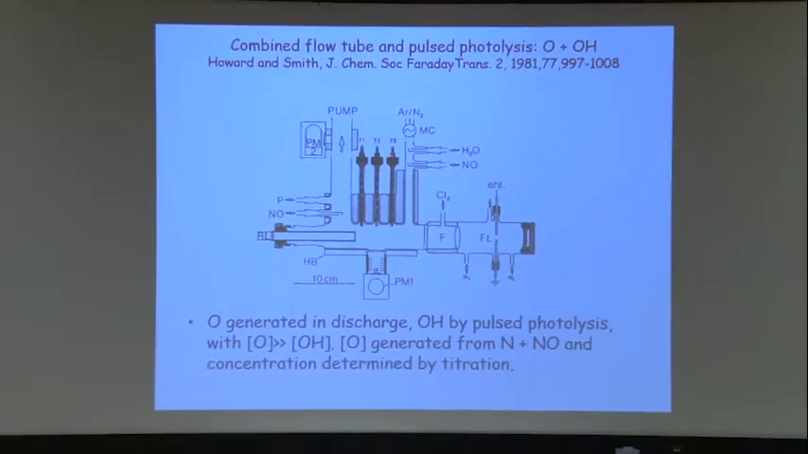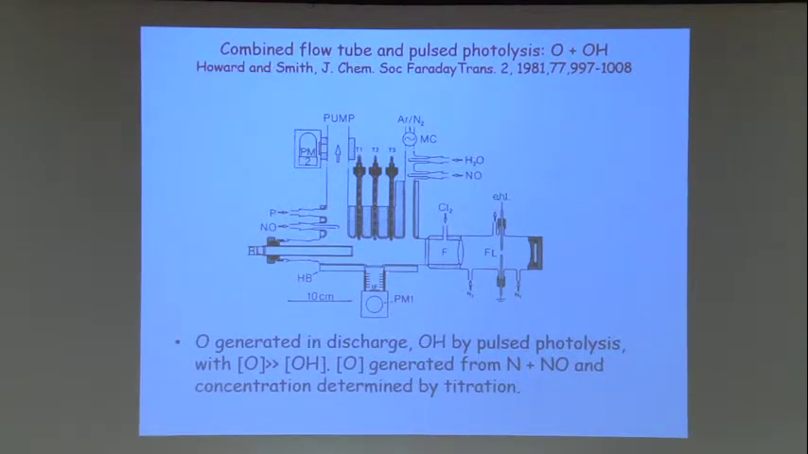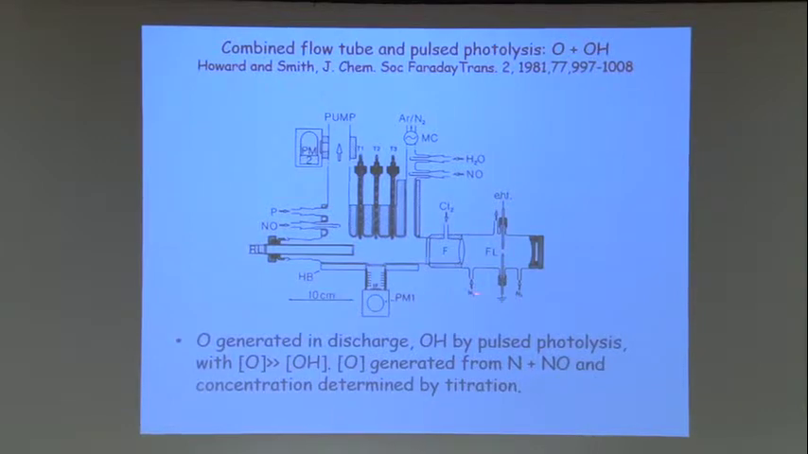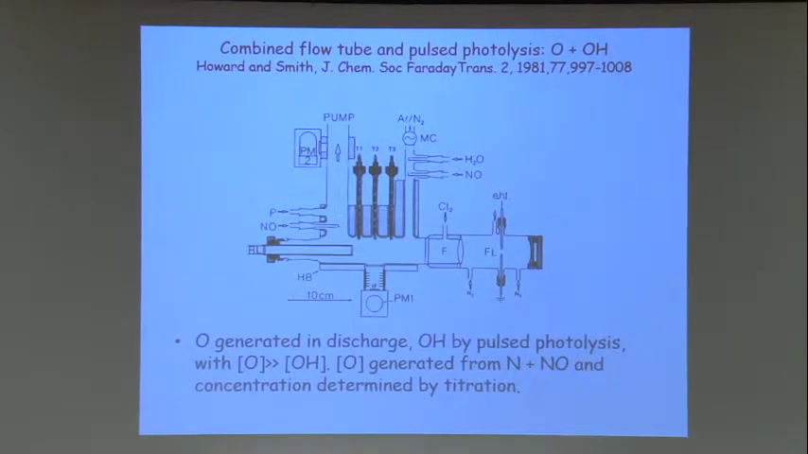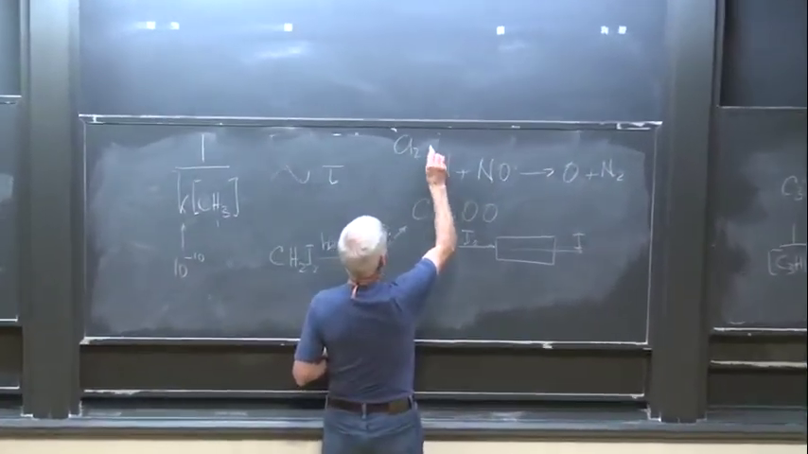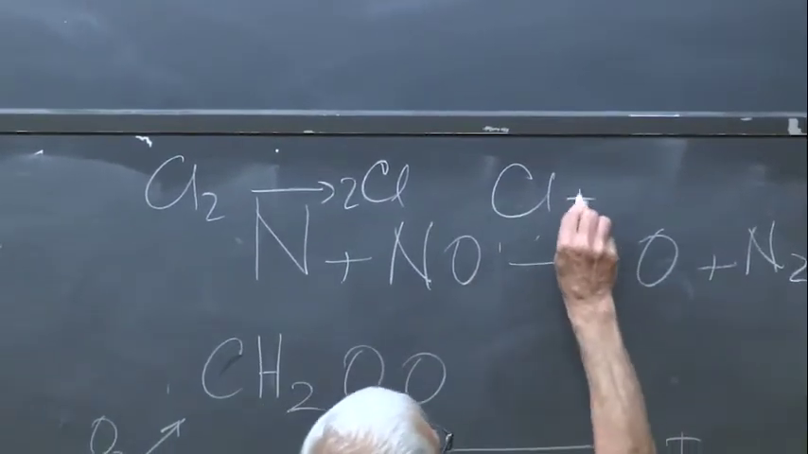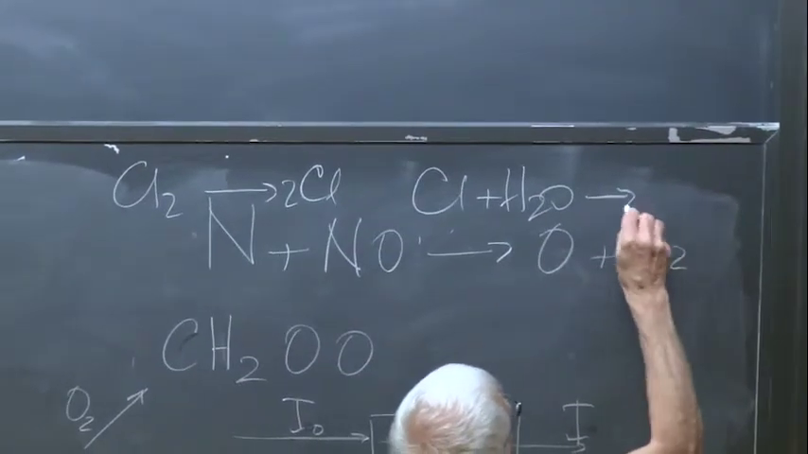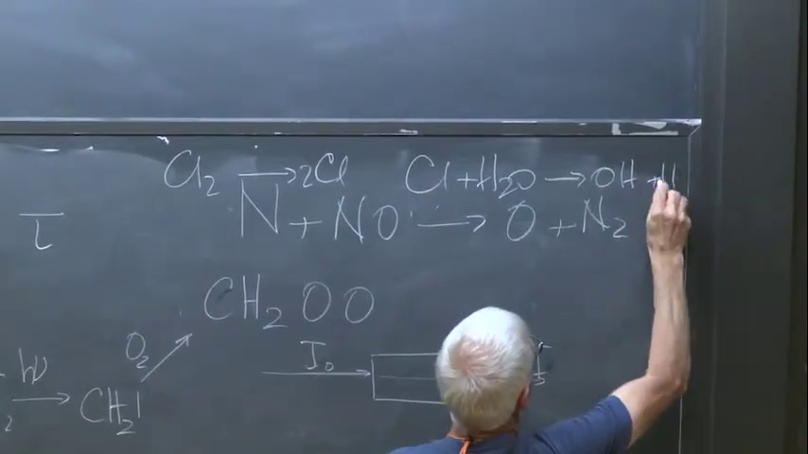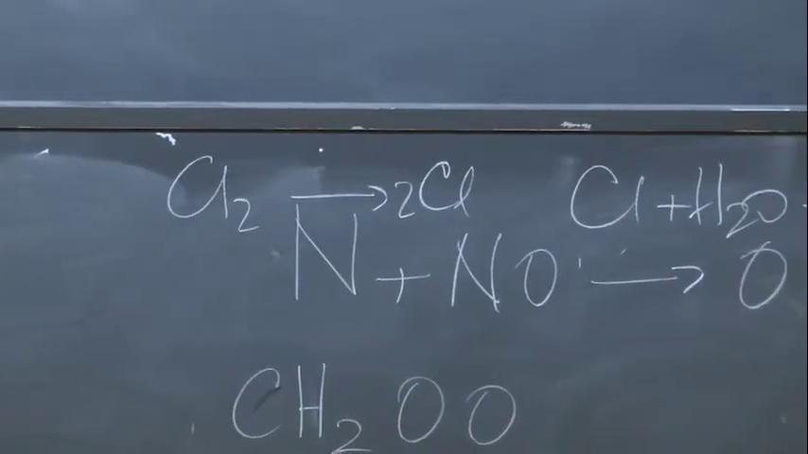Then what they also do is add some water. And then they inject some chlorine gas into that mixture down here. And they don't use a laser, they use the flash lamp. So this is a pulse of light that dissociates the chlorine molecules. And so what happens is that chlorine is dissociated to form two chlorine atoms, and then chlorine reacts with water to produce OH plus HCl.